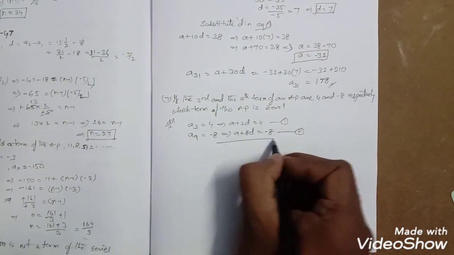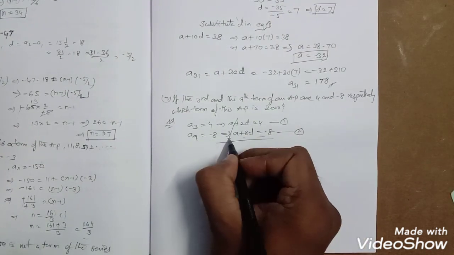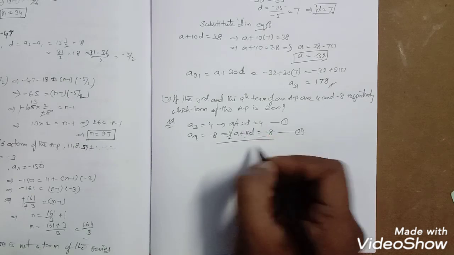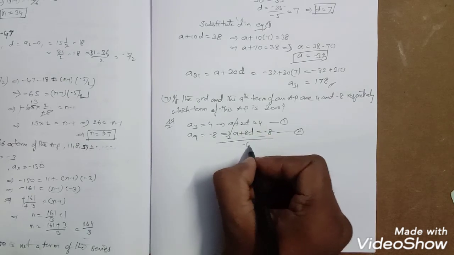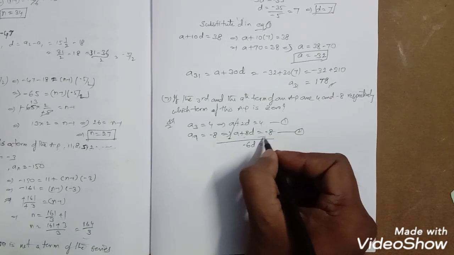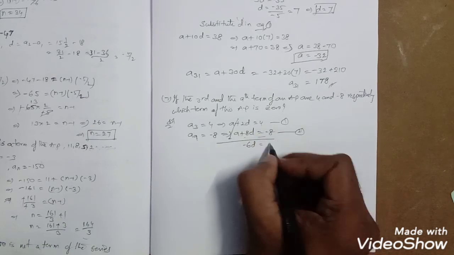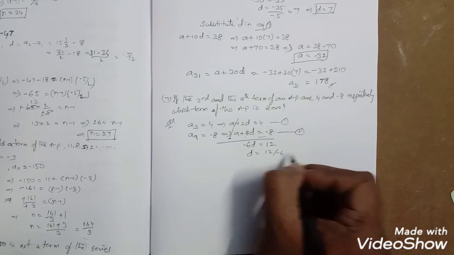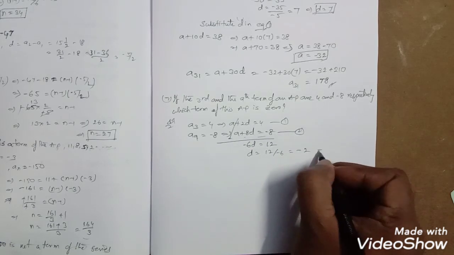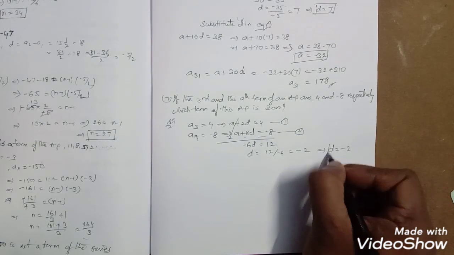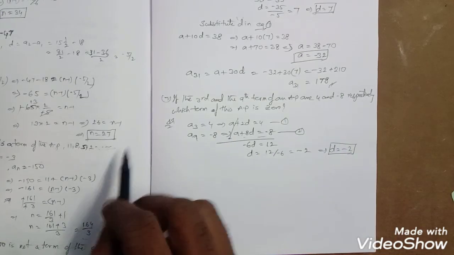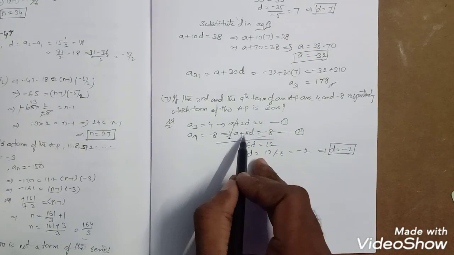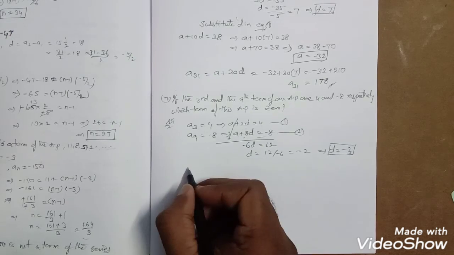Now solve these two equations. If I solve, a will get cancelled. Now 2 minus 8 is nothing but minus 6d is equal to, here minus into minus is plus, 8 plus 4 is 12. So d is equal to 12 by minus 6, which is nothing but minus 2. So the d value is given as minus 2. After getting the value of d, you have to substitute this d in any one of these equations. So let us substitute in equation 1.